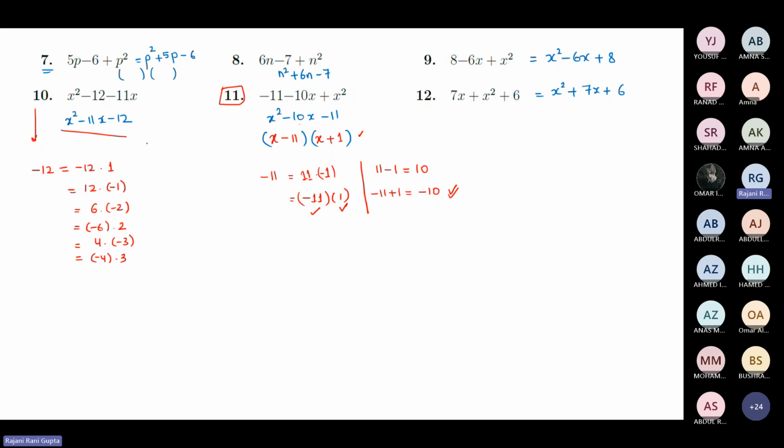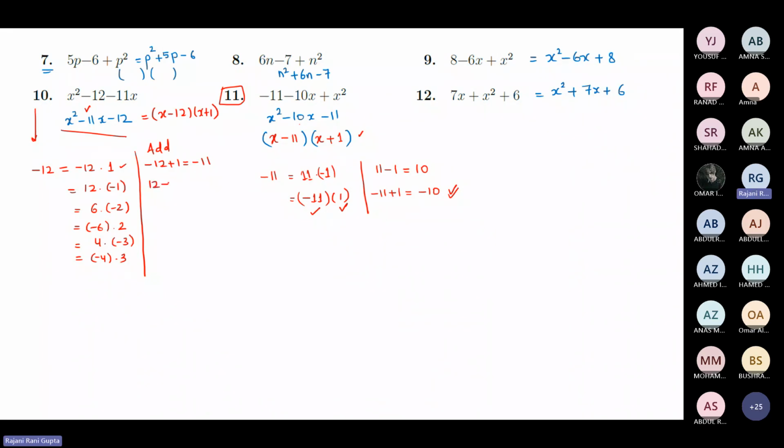But out of these, how do we select which we have to pick? We have to add them. So if we add minus 12 plus 1, how much are you getting? Minus 11. And this is what you need. So, okay, this is your answer. So you write it as x minus 12, x plus 1. Okay, so this is how you work.